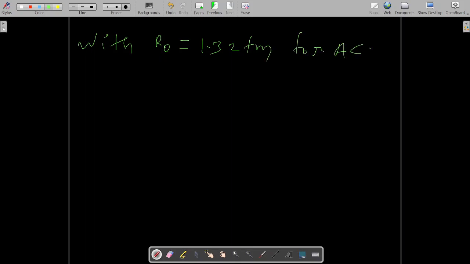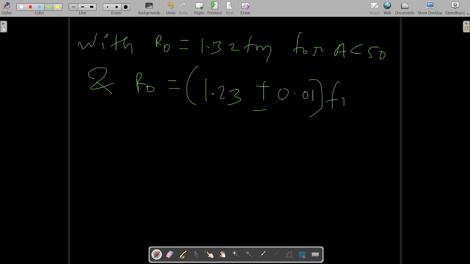Now the various values which are found are like this, with R naught equal to 1.32 femtometer for A smaller than 50. Okay, and R naught is equal to 1.23 plus minus 0.01 femtometer for A greater than 50.